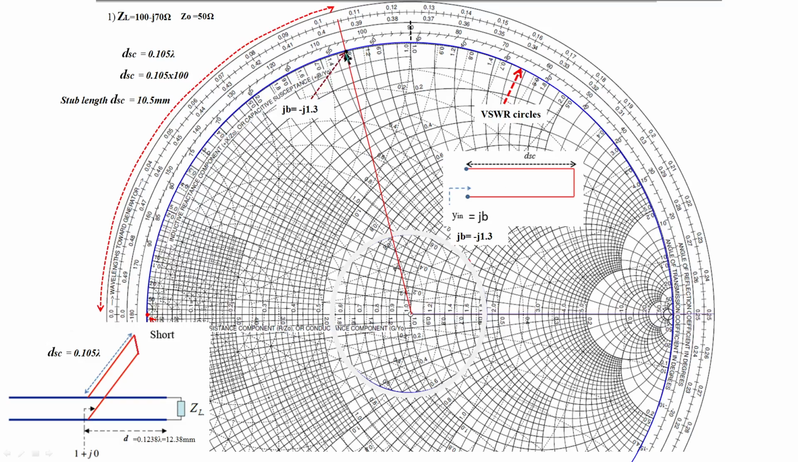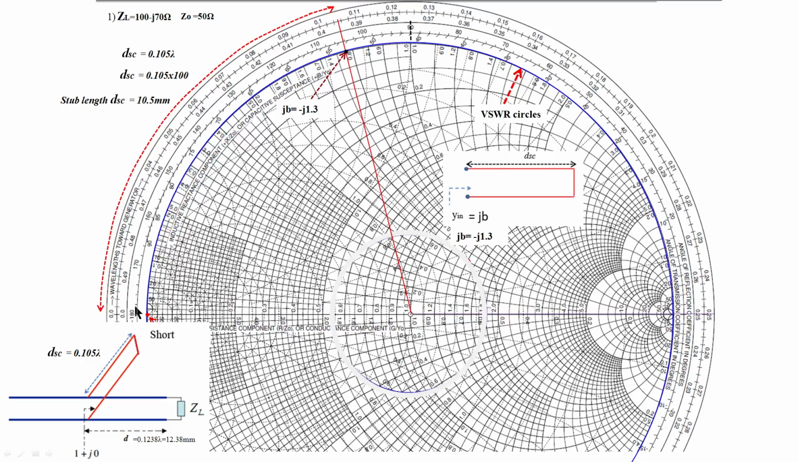Minus 1.3 I observed. This is minus 1.4, this is minus 1.2, and minus 1.3 is somewhere in between 1.2 and 1.4. I stopped here. I draw a line passing from here to the wavelength scale. Measure the distance from here to here.